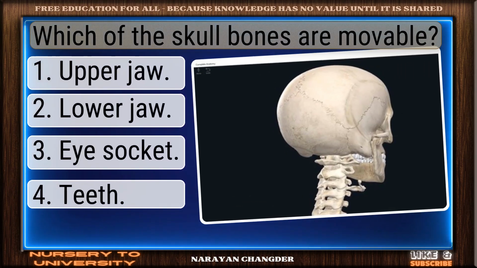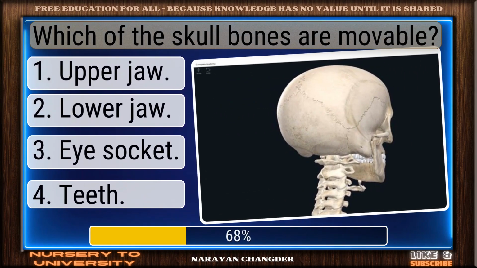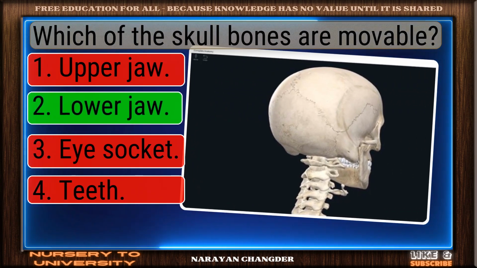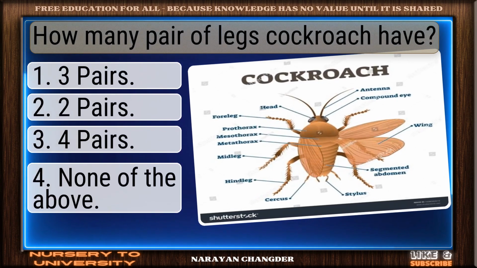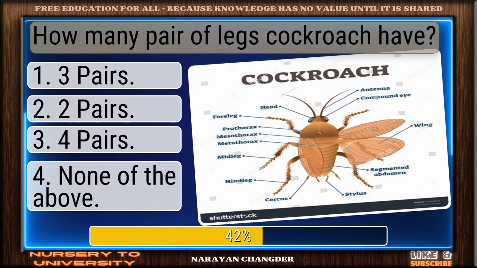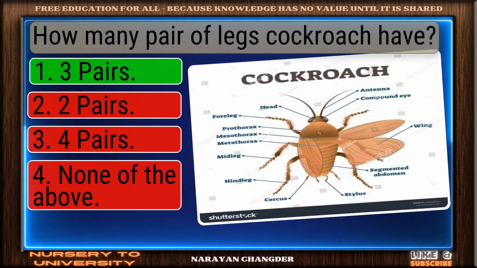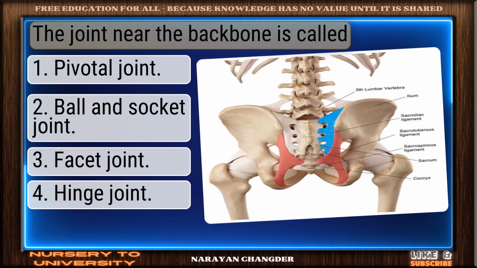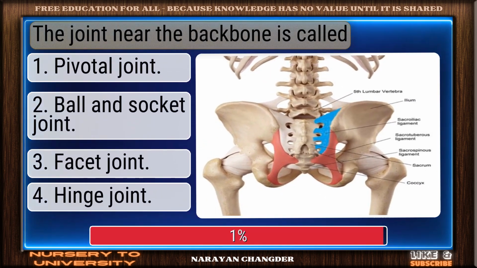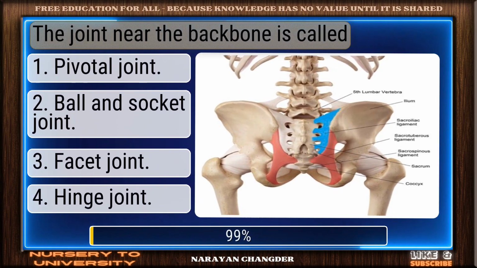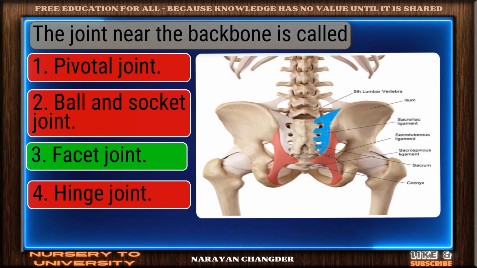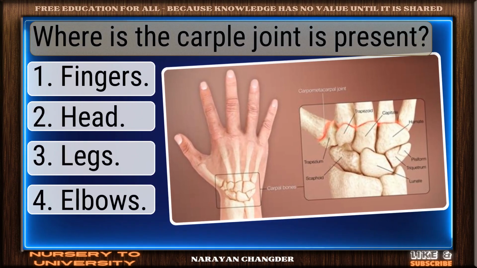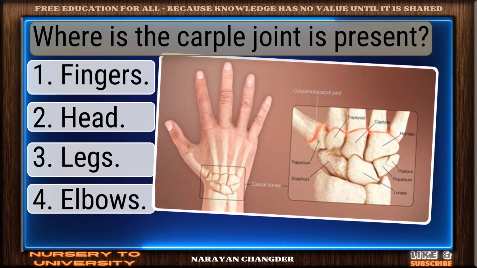Which of the skull bones are movable? Nice work. You chose lower jaw, and it is correct. How many pairs of legs cockroach have? Correct response. 3 pairs is the most accurate answer. The joint near the backbone is called. Smart pick. Facet joint is the correct choice. Where is the carpal joint present?